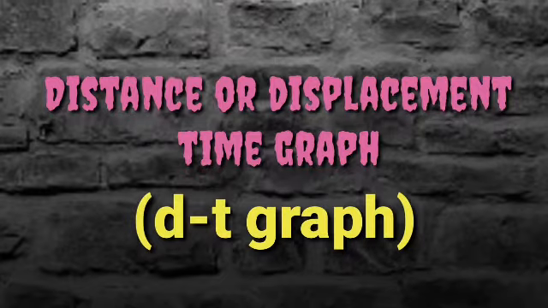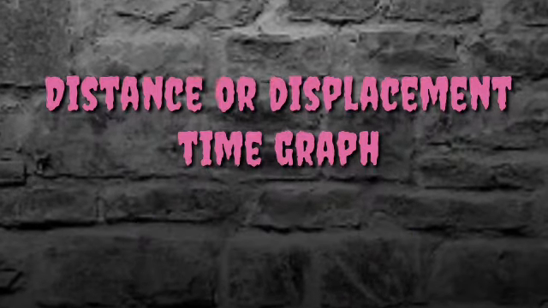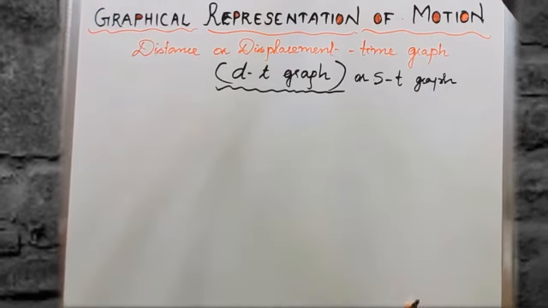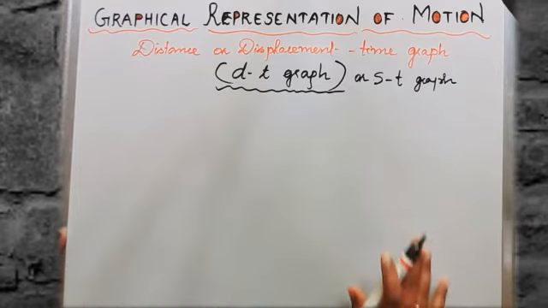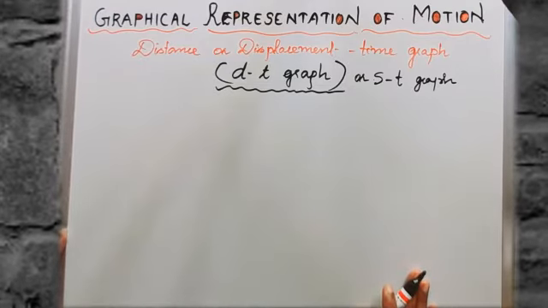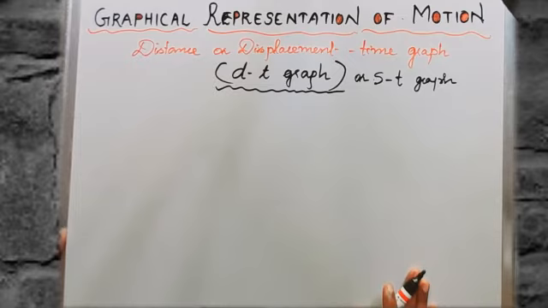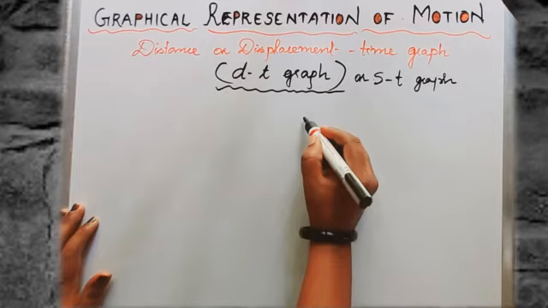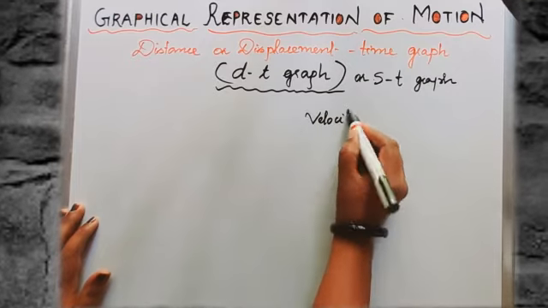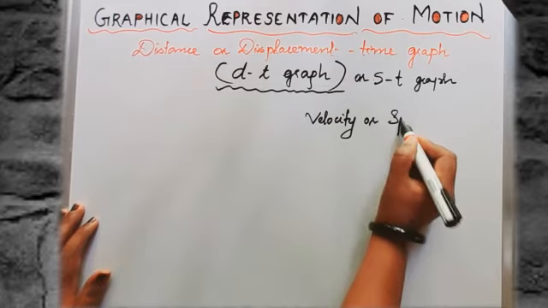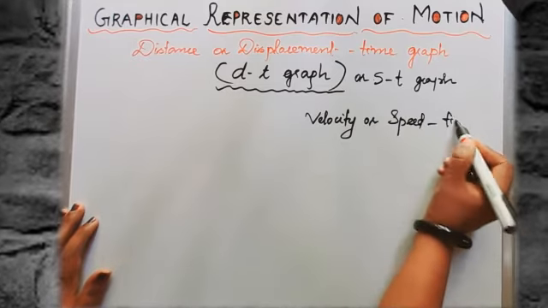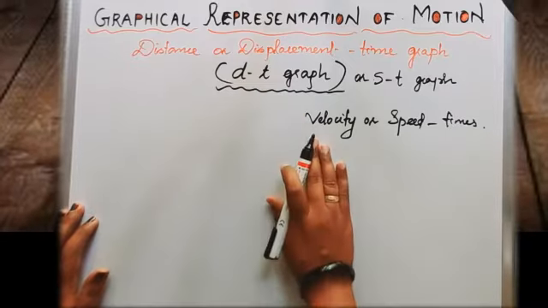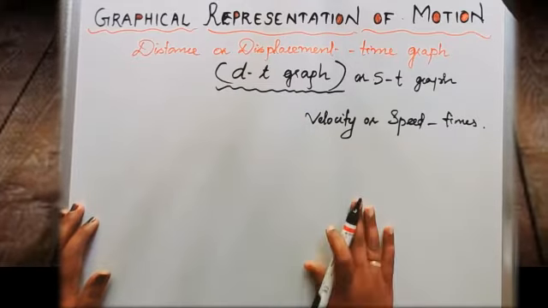Distance or displacement time graph, that is, the dt graph. Jai Hind children, today we are going to study the graphical representation of motion. In linear motion, there are two types of graphical representation: the distance time graph and the velocity or speed time graph. What are they? Distance or displacement time graph, or velocity or speed time graph.